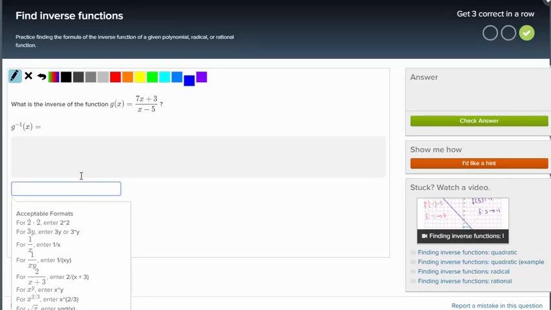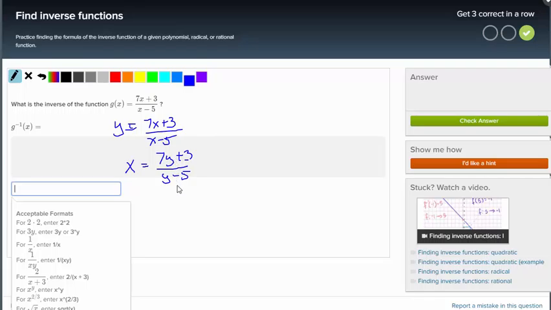What is the inverse function of g of x equals 7x plus 3 over x minus 5? Again, what do we do? Replace g of x with a y. So y equals 7x plus 3 over x minus 5. Swap out the y and x. You're like, whoa, there's two x's. Yep. So y gets replaced with x, and every x gets replaced with a y. We'll talk about how to do this. This isn't too bad, honestly.